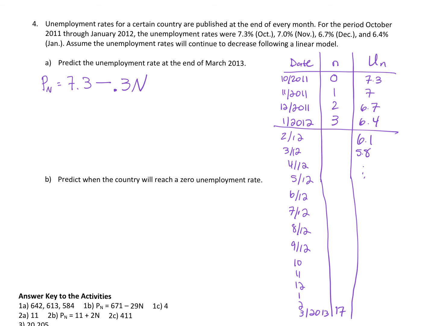And what I want to know is U sub 17. The 17th measurement is going to be in March 2013. That's the one I'm interested in. So I do 7.3 minus 0.3 times 17, and that comes out to 2.2.